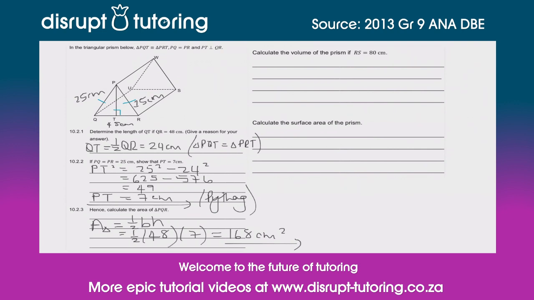Calculate the volume of the prism if RS equals 80 centimeters. So RS is equal to 80 centimeters. So what is the volume of our prism? The volume is simply the area times the height. So volume is going to be the area times the height.